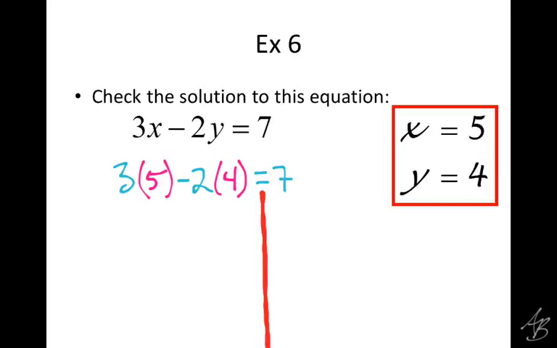So on the left side, let's do our multiplication first. What's 3 times 5? 15. Minus 2 times 4? 8. And then what's 15 minus 8? 7. So is this a solution? Yes.